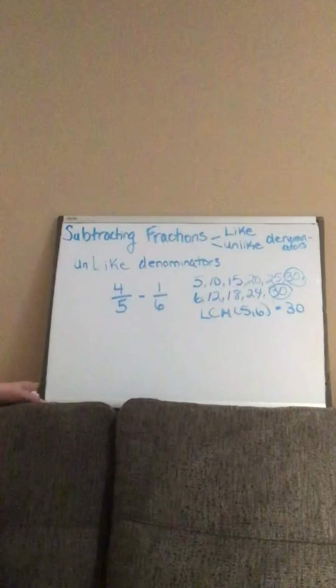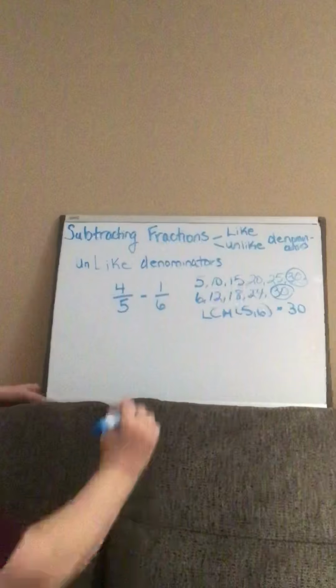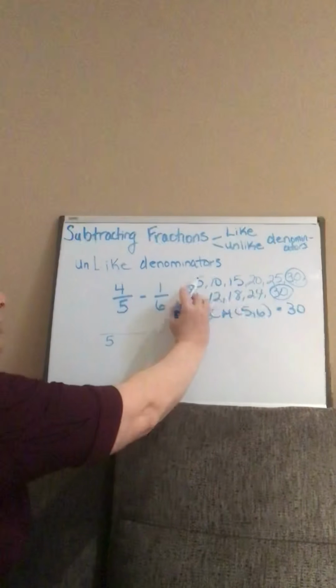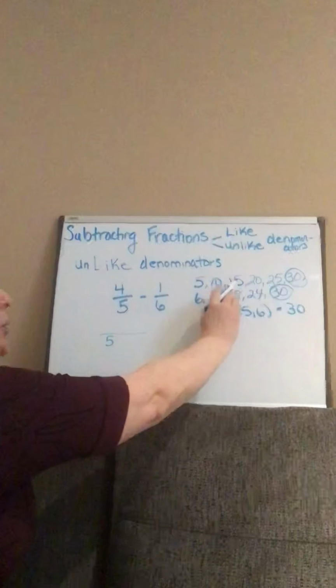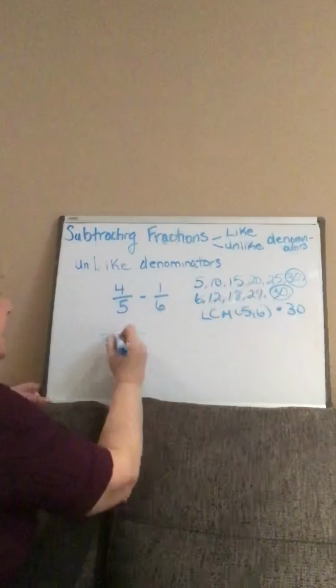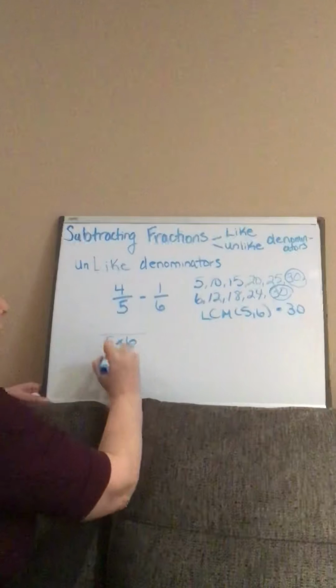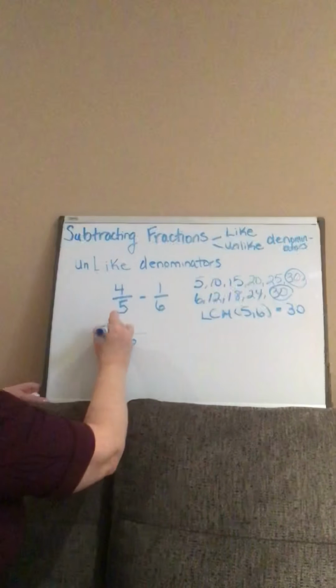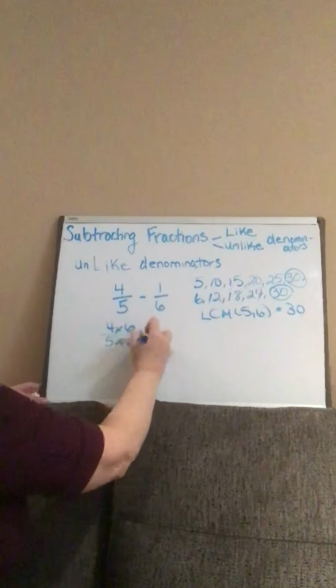Sorry, seemed to be a little bit messy. So what did I multiply 5 by to get 30? I multiplied by 1, 2, 3, 4, 5, 6. So 5 times 6. What do I do to the bottom? I have to do to the top. 4 times 6.